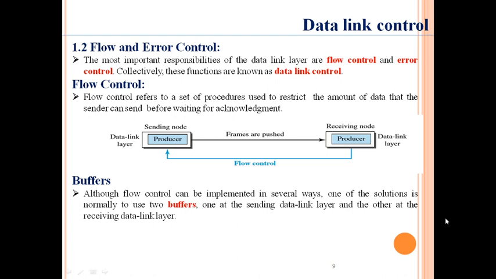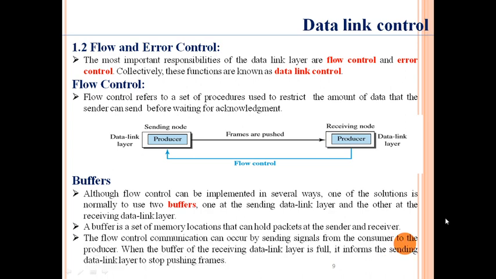This problem can be solved using buffers at the sender side and the receiver side. So the data is initially stored, and whenever there is an overflow at the receiver end, that will also be stored in a buffer. But a situation will occur where the buffer may also be full. At that time the consumer needs to inform the producer to stop pushing frames. In that way the flow can be controlled.